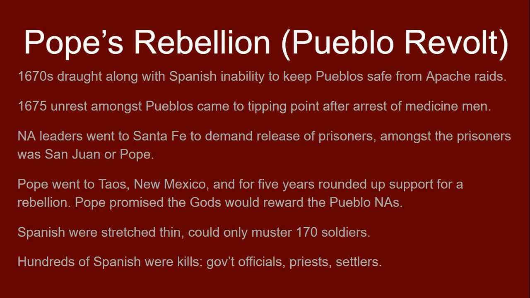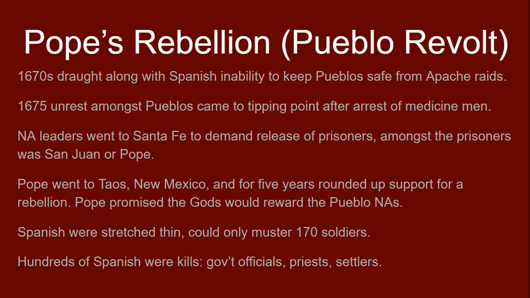One prisoner was a medicine man named San Juan, who would become known as Pope. After his release, Pope went to Taos, New Mexico, which was somewhat outside of Spanish control, and for 5 years rounded up support for a rebellion. Pope promised his fellow Pueblos that the gods would reward them if they could expel the Spanish.